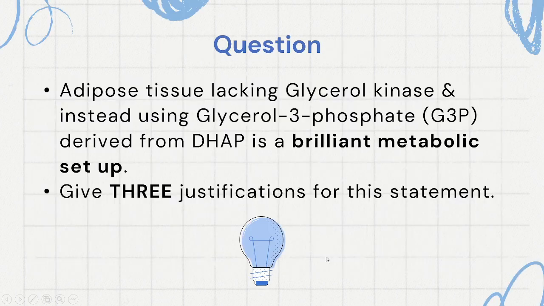And a question for you here is that adipose tissue lacks glycerol kinase. Instead, it uses glycerol 3-phosphate derived from dihydroxyacetone phosphate. This is a brilliant metabolic setup. Give 3 justifications for this statement.